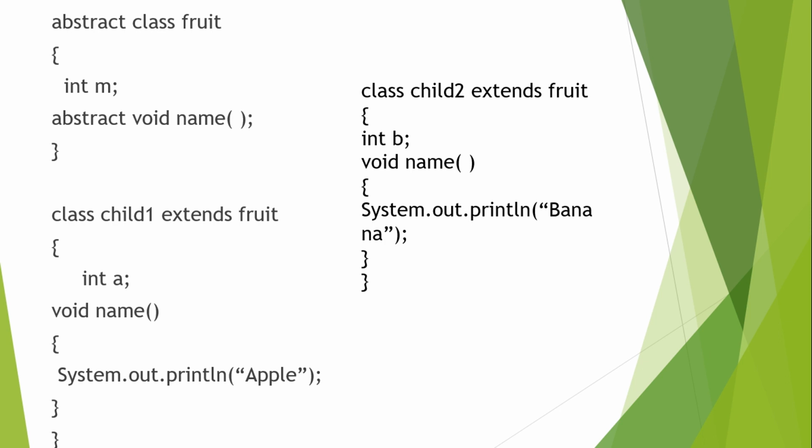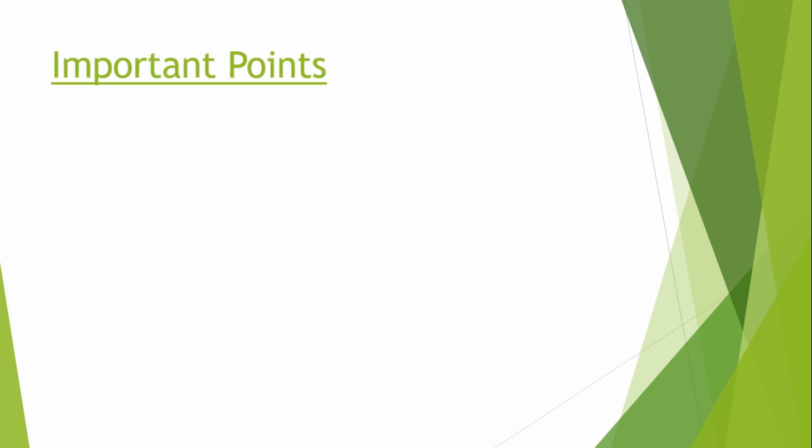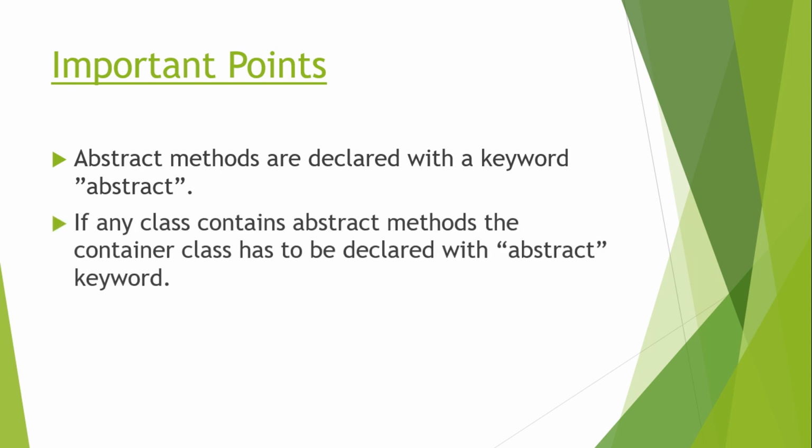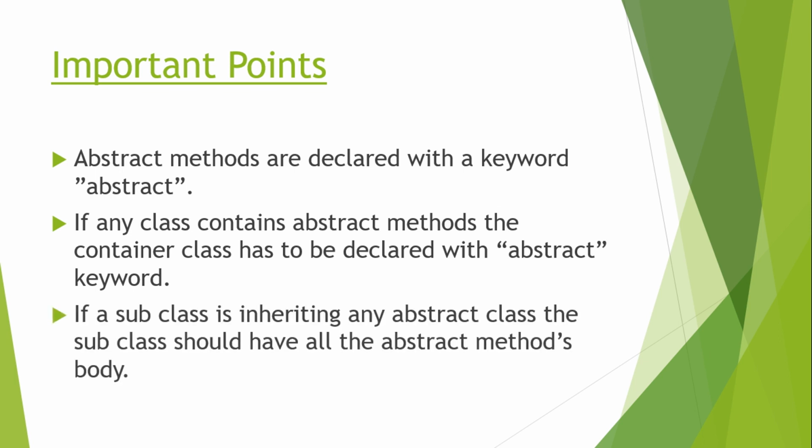So the points to remember: the first point is that abstract methods are declared with the keyword abstract. Whenever we need to declare an abstract method, we have to write abstract before the return type and the name of the method. The next one is that if any class contains abstract methods, the containing class has to be declared with the abstract keyword. If your class contains abstract methods, that class has to be declared with the keyword abstract. The next key point is that if a subclass is inheriting any abstract class, the subclass should have all the abstract methods' bodies.